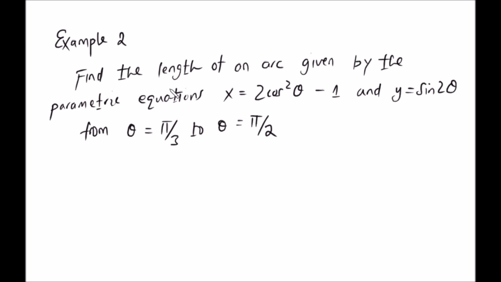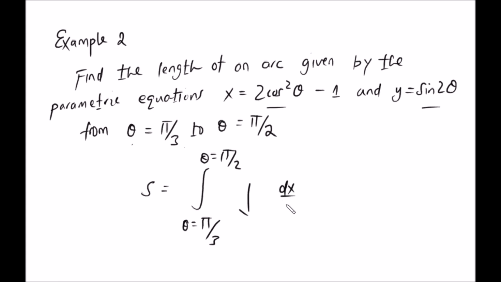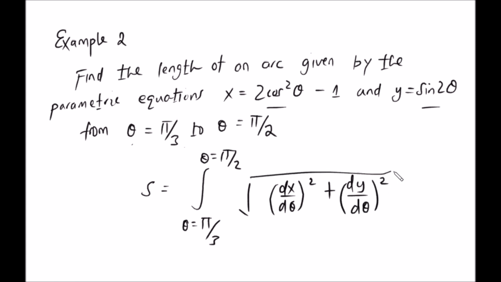So find the length of an arc given by the parametric equation huyu na huyu. You can see they're also expressed in terms of theta. So our formula will just be integrate from, so hapa amesema theta is equal to pi over 3 to theta equals to pi over 2. Kwa hiyo theta equals to pi over 3 to theta equals to pi over 2. So we're going to integrate the square root of the dx d theta squared plus dy d theta squared with respect to theta.